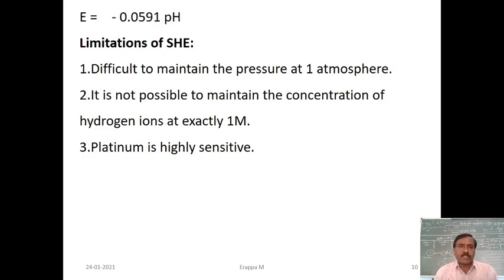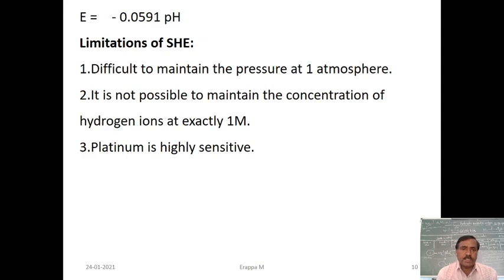Limitations of the standard hydrogen electrode. First, it is very difficult to maintain the pressure at 1 atmosphere, because you have to constantly pass hydrogen at 1 atmosphere. Second, it is not possible to maintain the concentration of hydrogen ions at exactly 1 molar throughout the experiment, in the solution taken in a beaker in which the electrode is dipped.